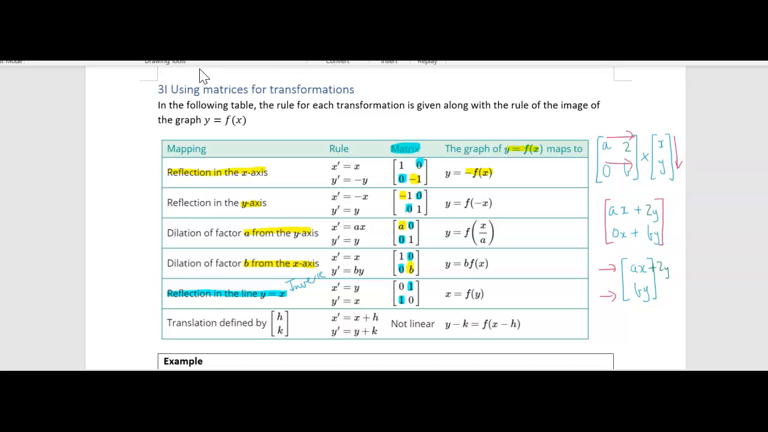In this last row, we've got translations. Effectively we're adding in an extra 2x1 matrix, so we end up with x plus h and y plus k. You can have h or k as 0, so you might only have a shift along the x-axis. You'd have a value of h, and that would mean k is 0.